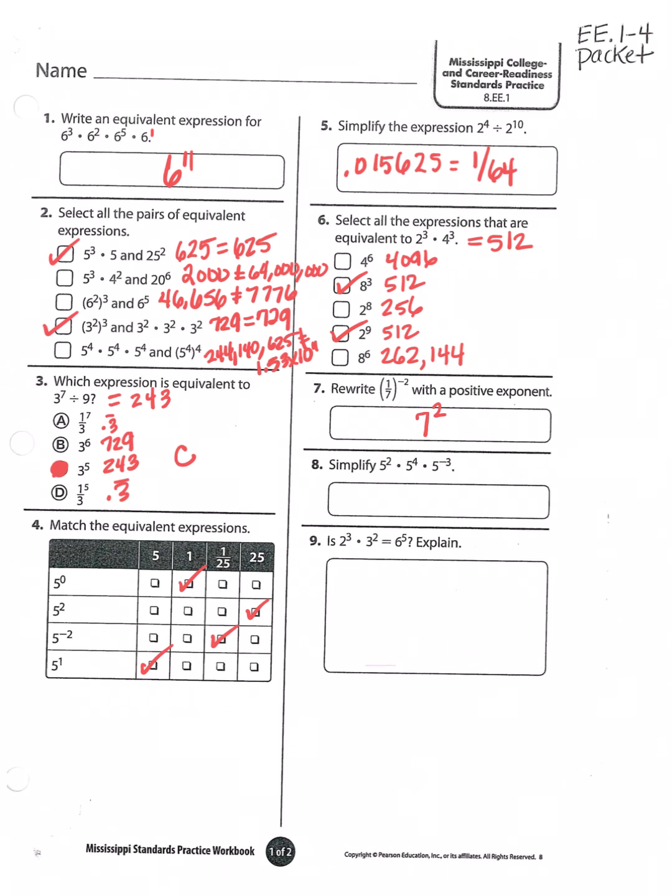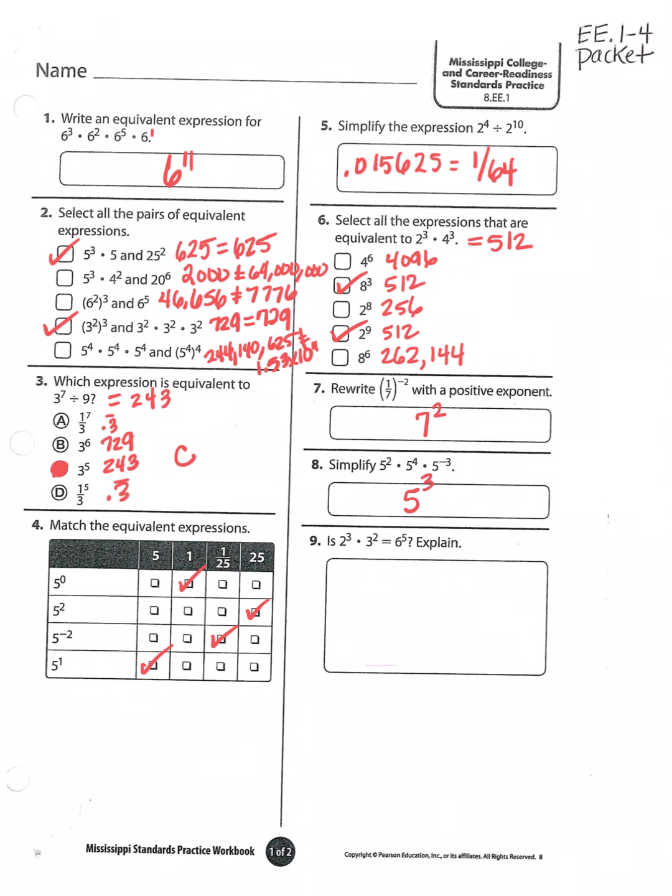Number 8, simplify 5 squared times 5 to the 4th times 5 to the negative 3. And again, you write down your base, which is 5, and then you add exponents. So 2 plus 4 plus negative 3. And you can do that in your calculator if you're not sure. And that becomes 5 to the 3rd power.